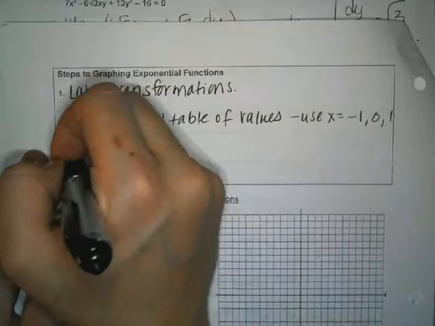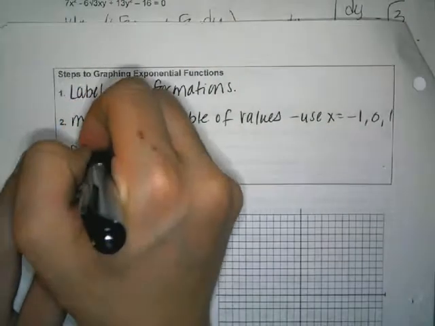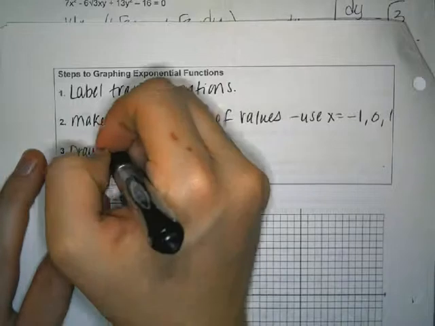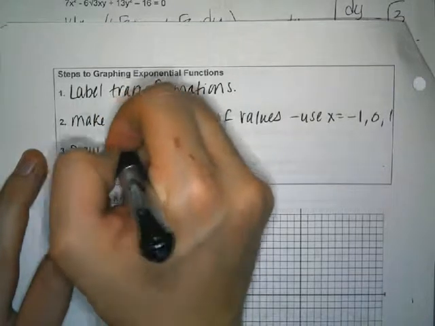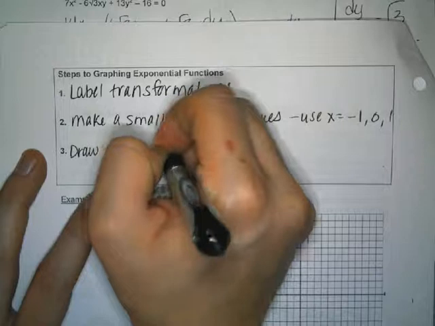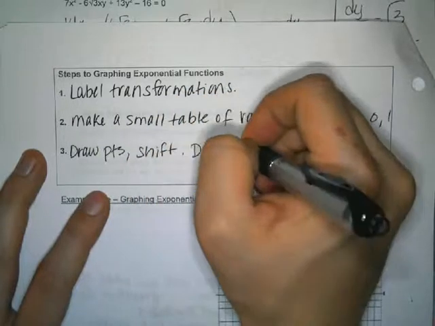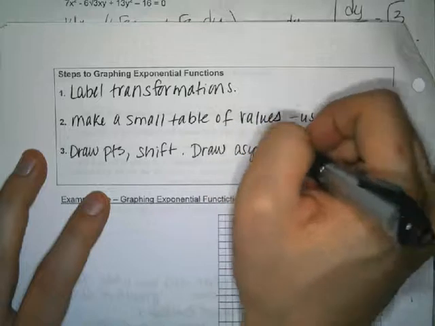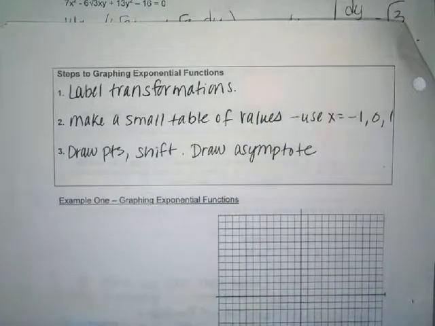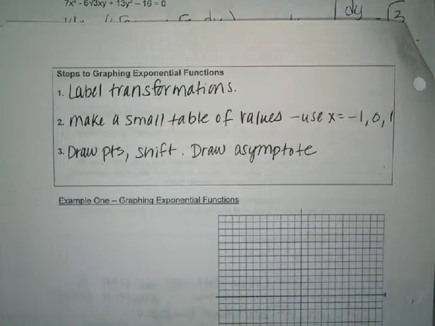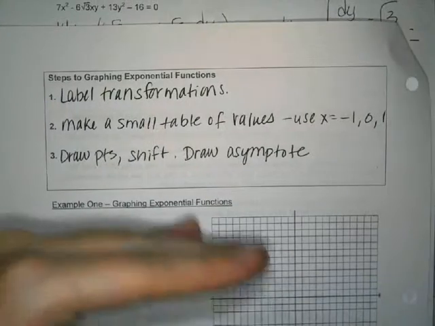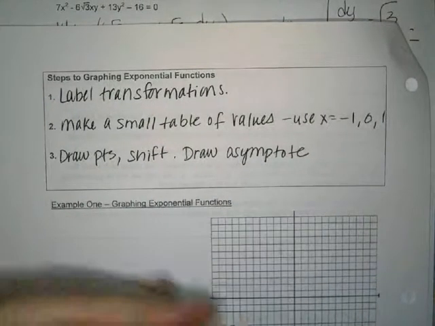The third step is to draw your points, shift, and then before we actually draw the curve, we're also going to draw in the asymptote, where that's located. Remember, it always starts at the x-axis, and so if you shift up or down, that thing always shifts with the graph.